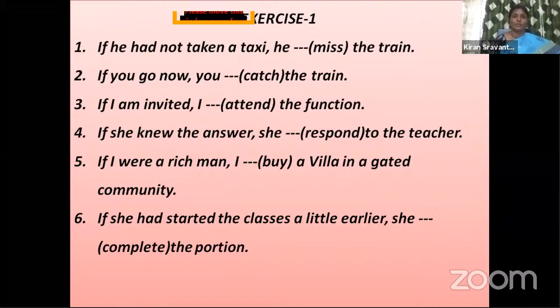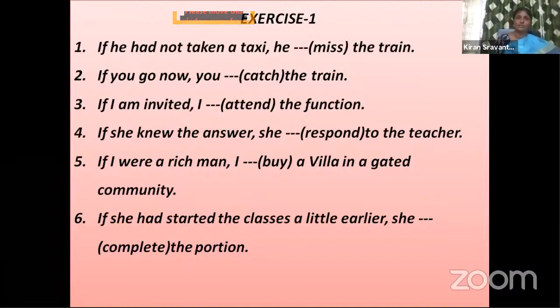And coming to exercise 1. If he had not taken a taxi, the if clause is found with past perfect. If he had not taken a taxi, he would have missed the train. If you go now, open condition, you can catch the train. If I'm invited, the if clause is found in present simple. If I'm invited, I will attend the function. If she knew the answer, the if clause is found with past simple, she would respond to the teacher, or she could respond to the teacher. If I were a rich man, I could buy a villa in a gated community.